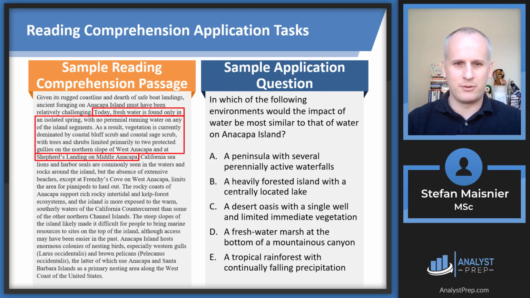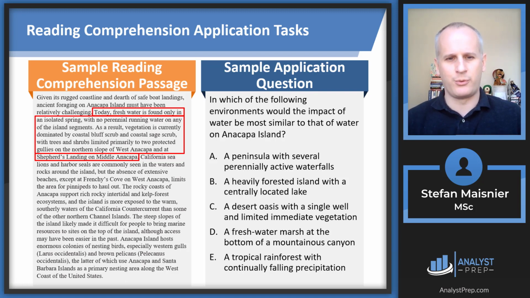So we have to find water on Anacapa Island, and we find it here in the highlighted section. You'll want to probably read a sentence above and a sentence below the first reference to water, but we'd begin: given its rugged coastline and dearth of safe boat landings, ancient foraging on Anacapa Island must have been relatively challenging. Today, fresh water is found only in an isolated spring with no perennial running water on any of the island segments. As a result, vegetation is currently dominated by coastal bluff scrub and coastal sage scrub, with trees and shrubs limited primarily to two protected gullies on the northern slope of West Anacapa and at Shepherd's Landing on Middle Anacapa. Okay, so we've got water on the island.